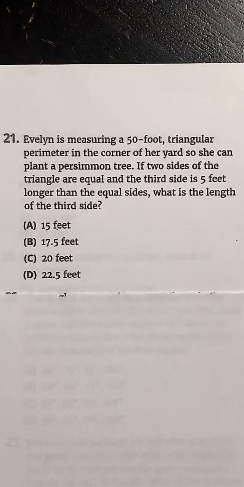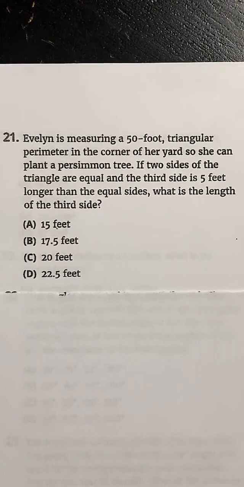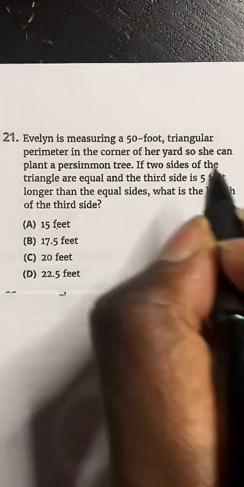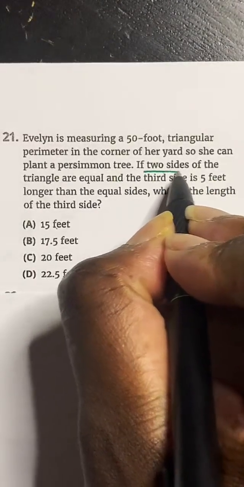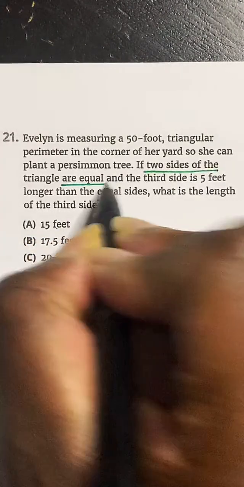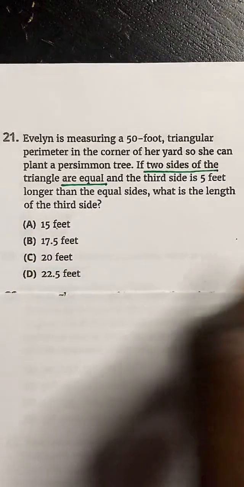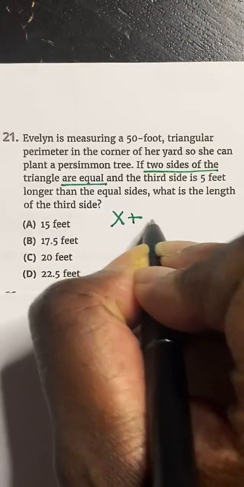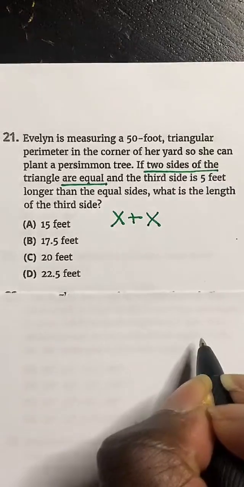Let's see. All right, so here we are. We don't really see anything, but they did give us some information. They're saying two sides are equal, so we don't know what those two sides are. I'm going to say this is side 1, that'll be X, and this is side 2, that's X.